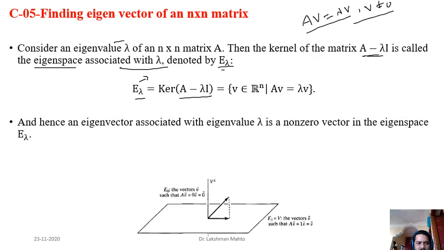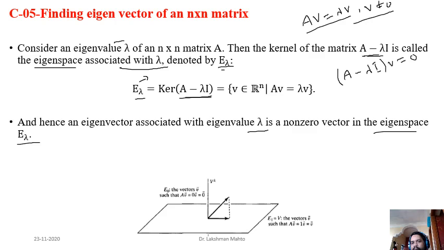Here I have already written, and hence an eigenvector associated with eigenvalue lambda is a non-zero vector in the corresponding eigenspace E lambda. So what is E lambda? I have already mentioned that it is the kernel of the matrix A minus lambda I. You already have enough idea how to find the kernel or null space of a matrix. You are finding all the vectors which satisfy this homogeneous equation, that means A minus lambda I times v will nullify the vector v.